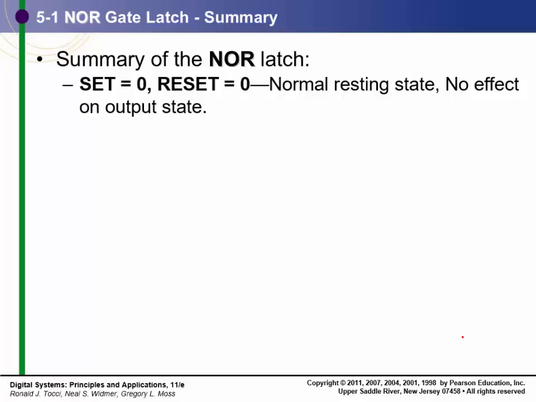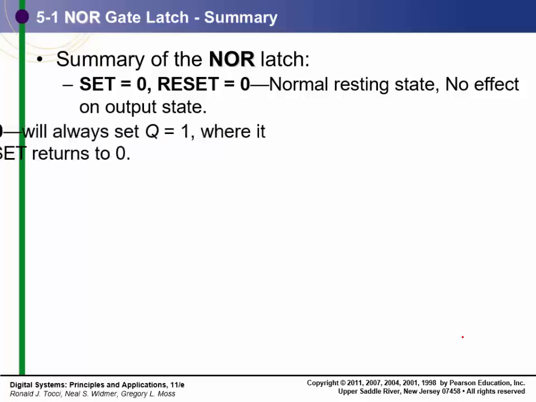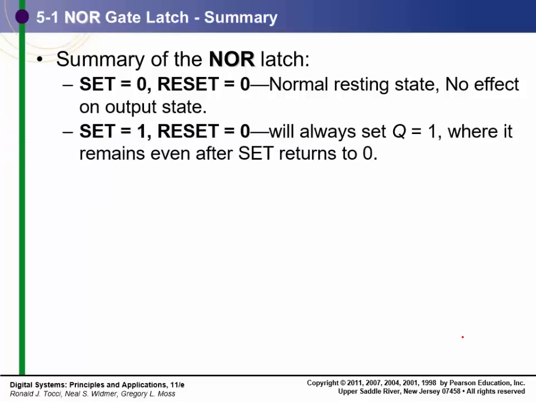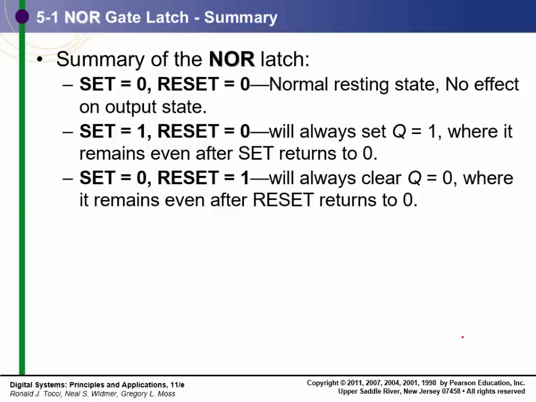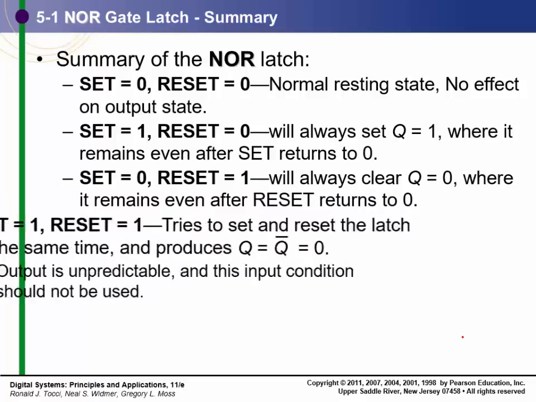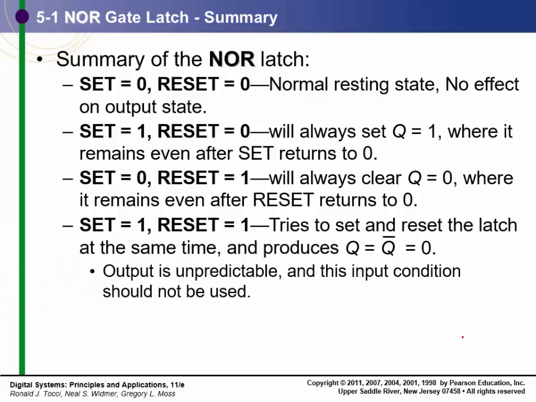So the NOR, which is our active high, when set and reset are both equal to 0, is the normal resting state, and nothing happens. When set is 1, Q goes high and Q naught goes low, and it remains there even after set goes low. In other words, all we have to do is pulse it. If we do the other way, we reset it. If we put 1, 1, it puts Q and Q naught both to 0. That's an illegal state. So that's our SR flip-flop.